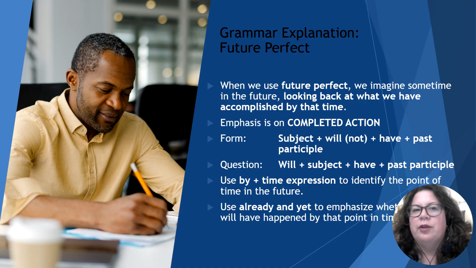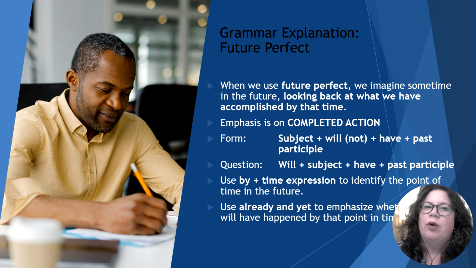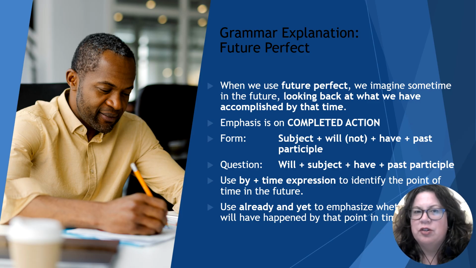All right, let's start with future perfect. When we use future perfect, we imagine ourselves at some point in the future looking back at what we have already accomplished by that time. In this grammar tense, the focus is on completed action. What will you have done by a certain date?